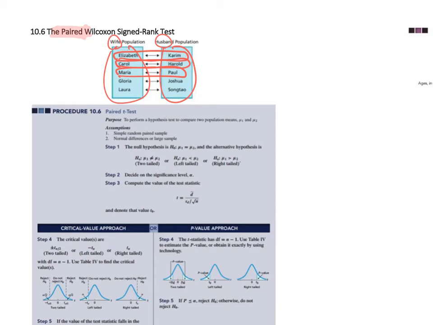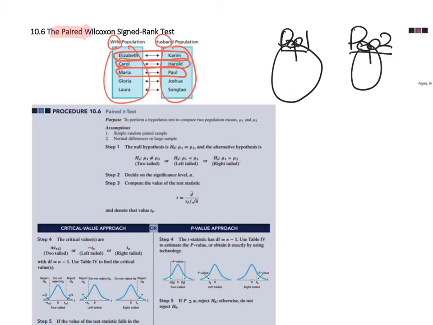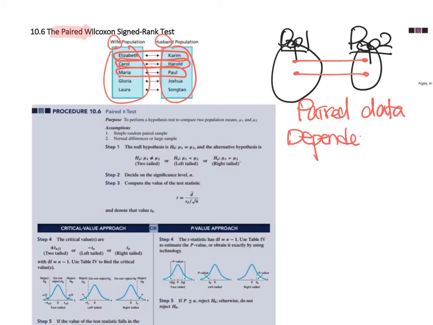So we actually have two populations. It is population number 1 and that is population number 2, but we can make the pair: this one and this one, this one and that one. So we describe it as the paired data, or the paired sample, or sometimes the dependent data, the dependent sample.